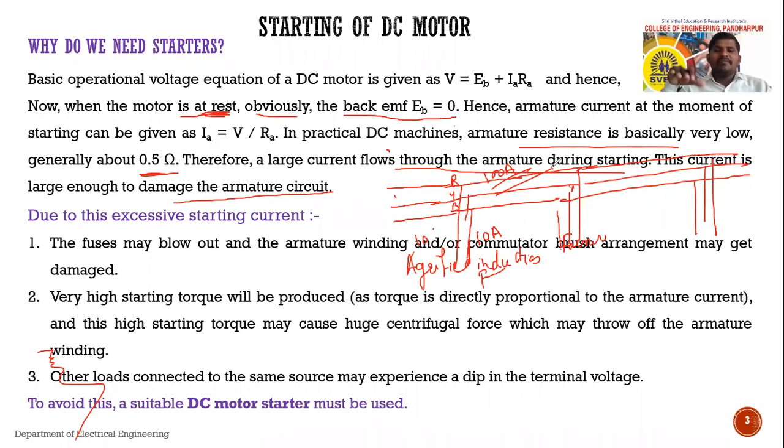So in case of a DC machine, we are inserting some resistance in series with the motor armature. Motor cha series madhe apan kay karto, काही रेजिस्टन्स कनेक्ट करतोय, अँड वी आर लिमिटिंग दिस स्टार्टिंग करंट.